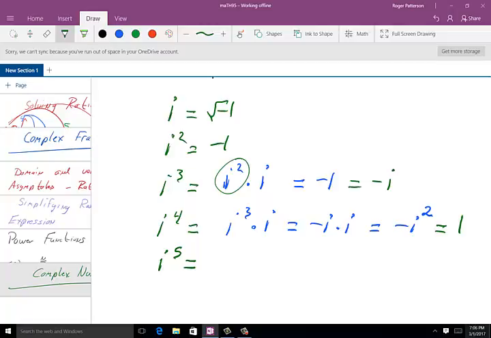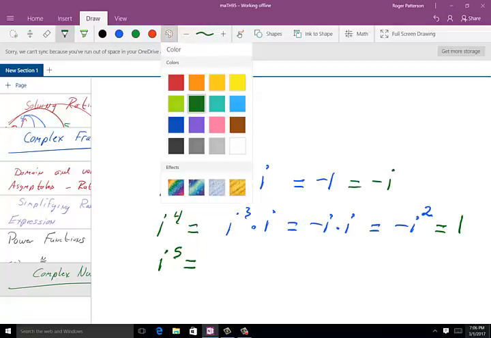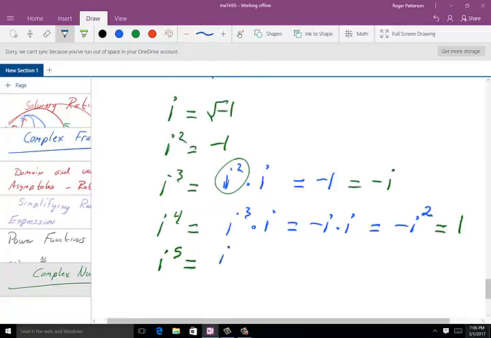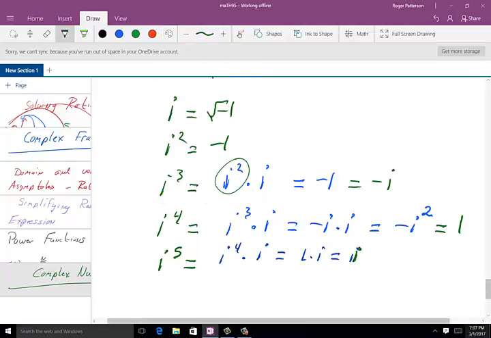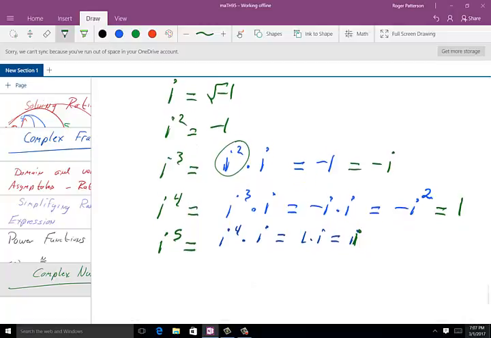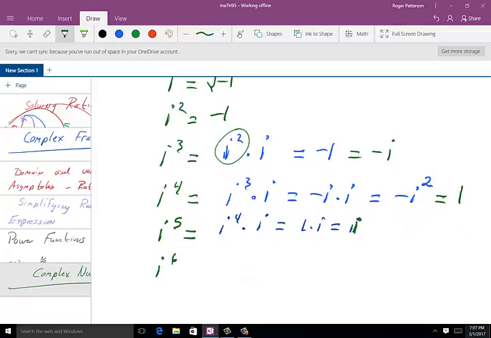i to the fifth is equal to i to the fourth times i. Watch this. i to the fourth is what? We just figured it out. 1 times i is i. So i to the fifth is i.